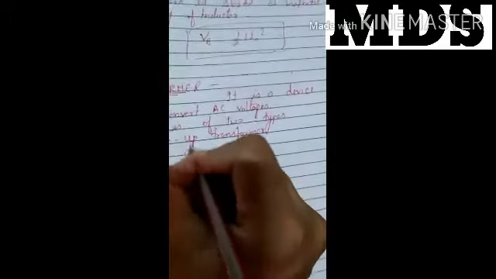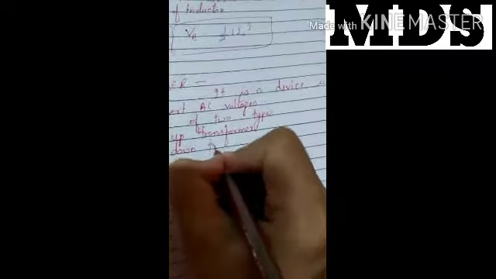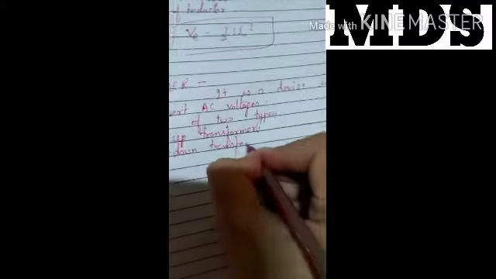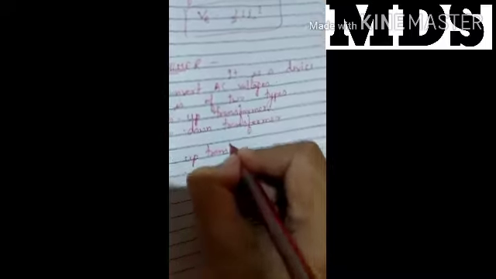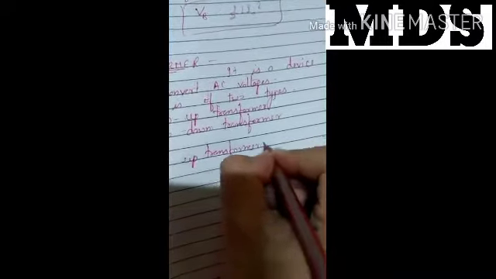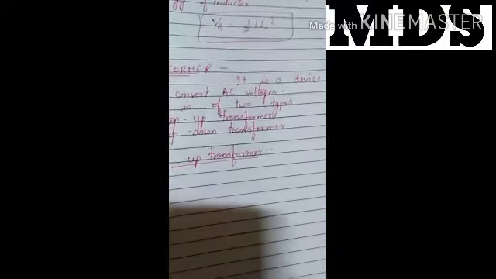Step down transformer. Clear? Step up transformer, that is, it increases the voltage by decreasing the current in the same ratio.